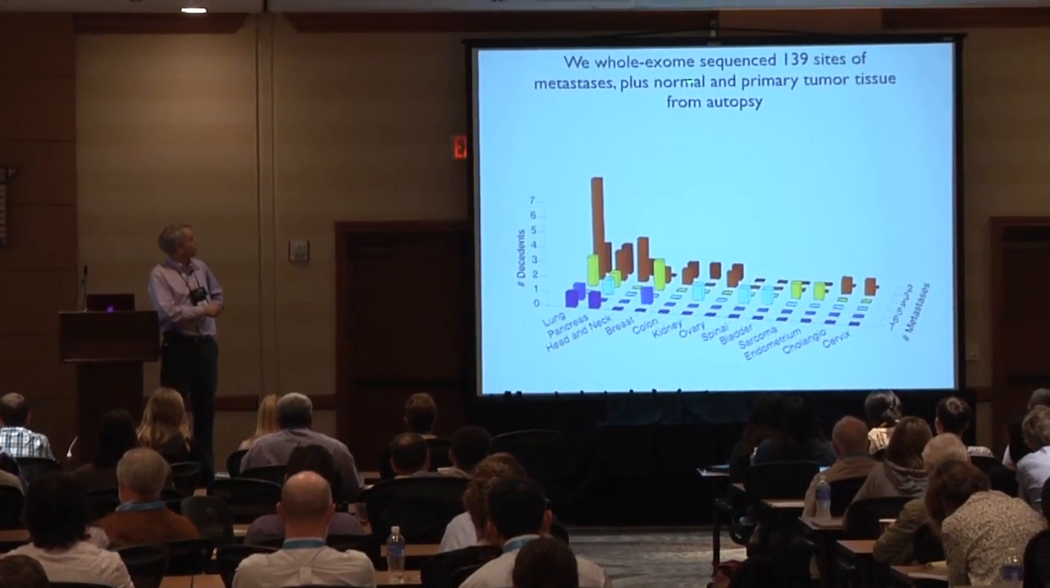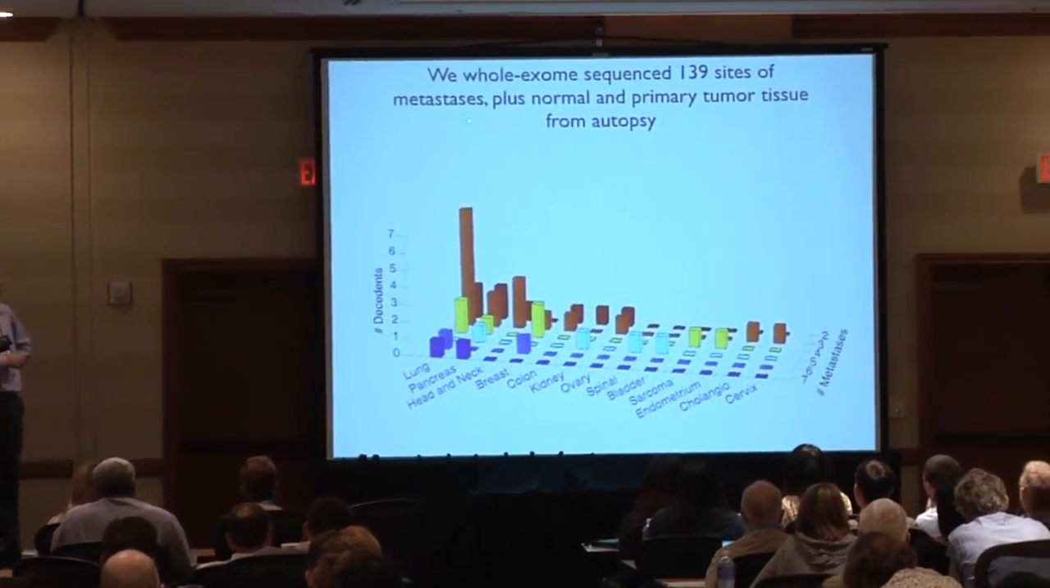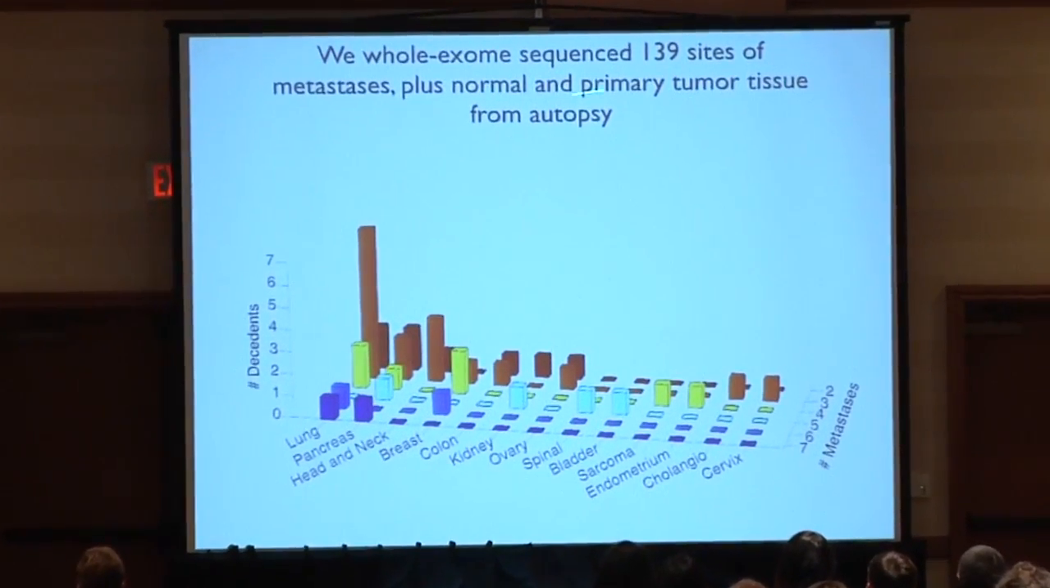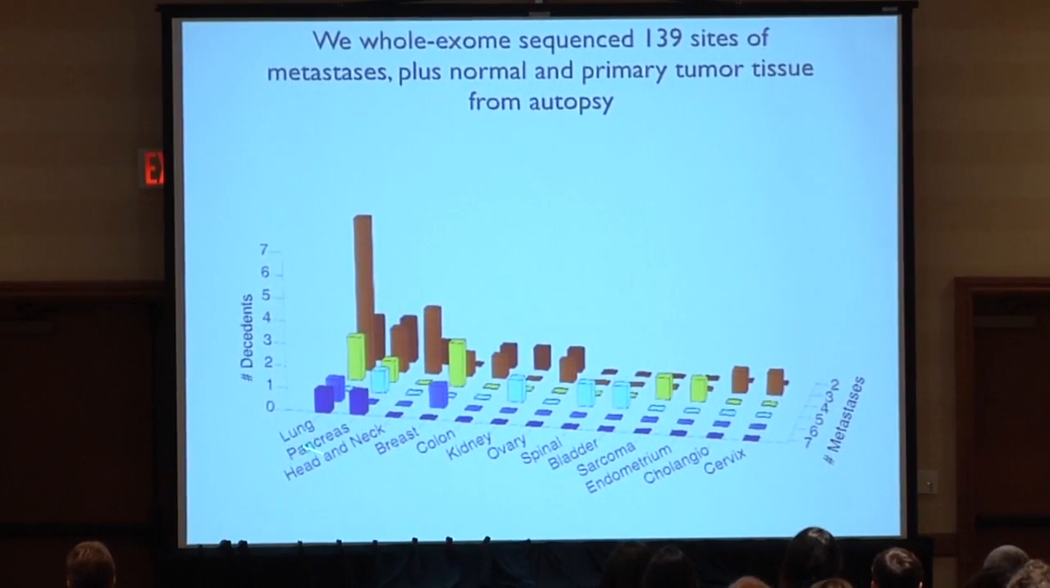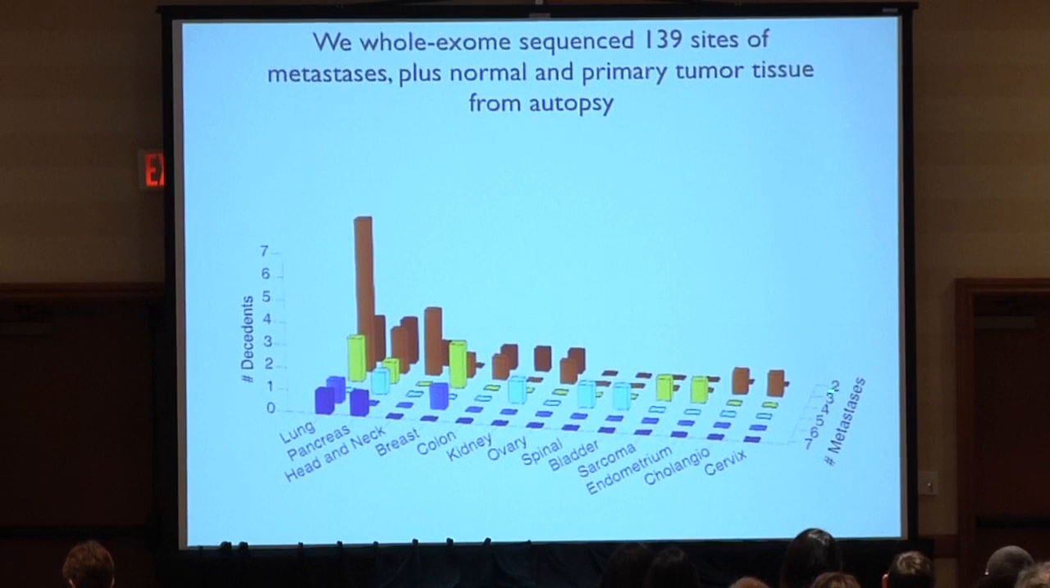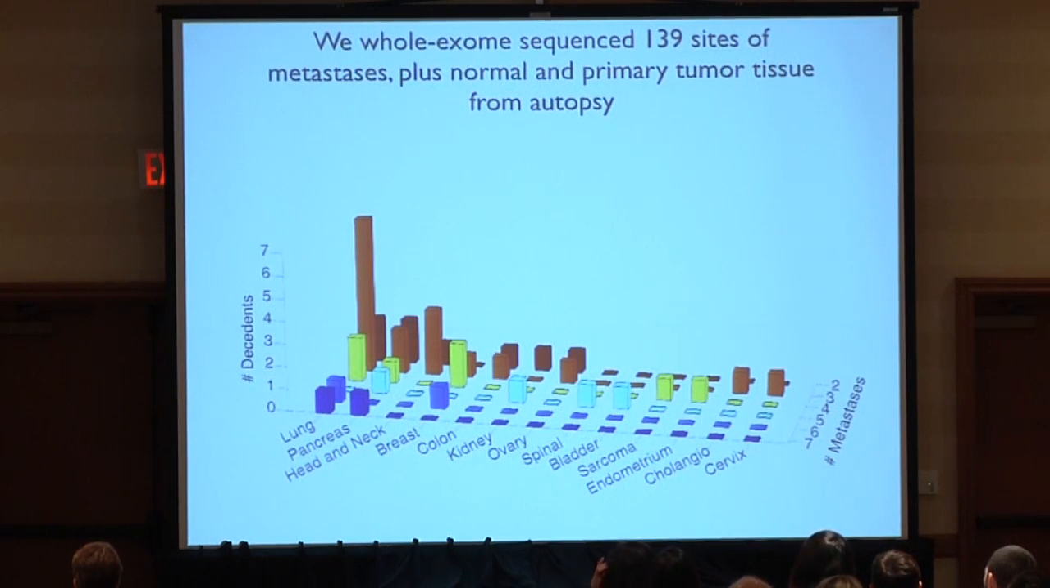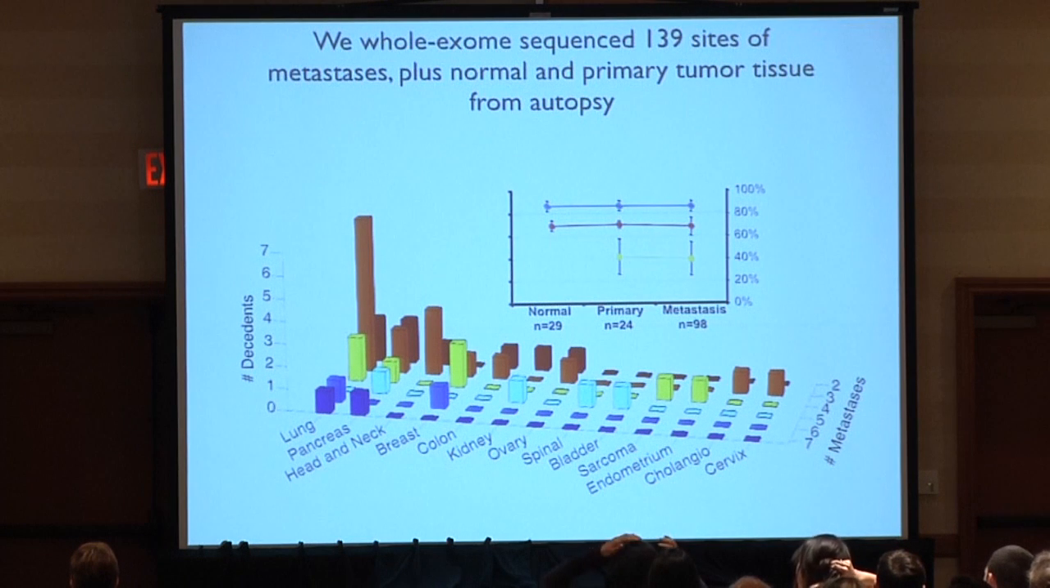What we did was we whole exome sequenced 139 sites of metastases, plus normal and primary tumor tissue from autopsy patients. This is just a diagram of all of the different types of cancer that we assessed, the number of metastases assessed in each case, and then we also assessed normal tissue and primary tumor, did all of the sequence calling. I have to brush over some of the methodologies here, but I'll just say that we had very good results. The tumor purity was high. 40% is actually high in the field, in case you want to know. Also, many of the reads were mapping to the genome and the exome.